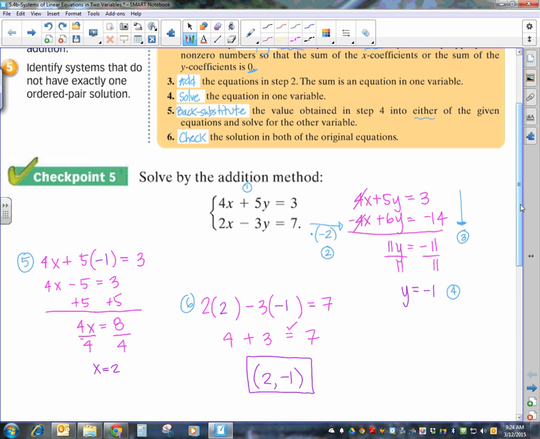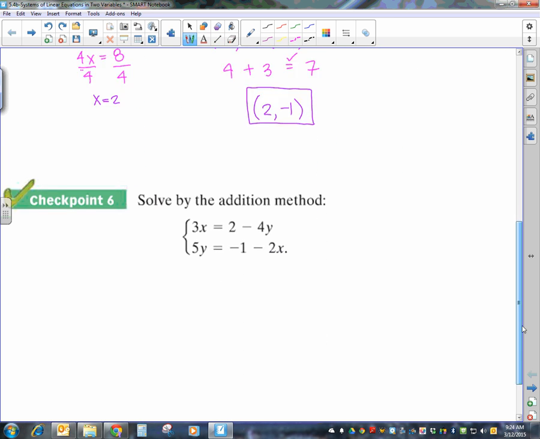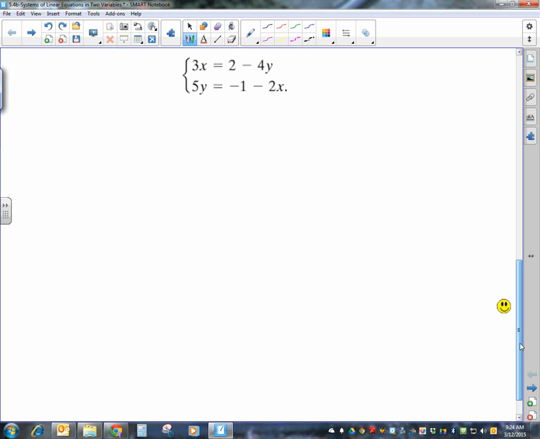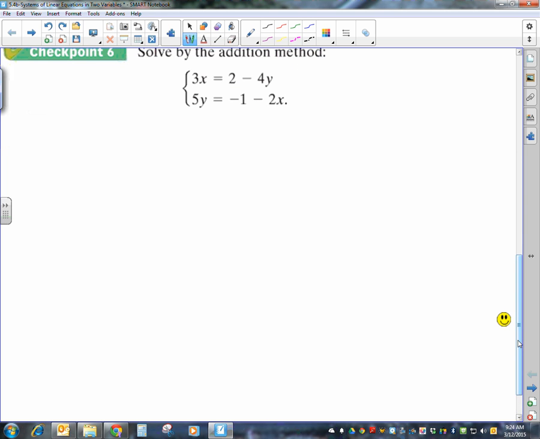Okay, let's do another one. Solve by the addition method. And so we have our first step was to write them in ax plus by equals c form, that standard form. So they're not written like that, so I'm going to do that. I have to take this over there, so my sign will change. I'm adding 4y to both sides.